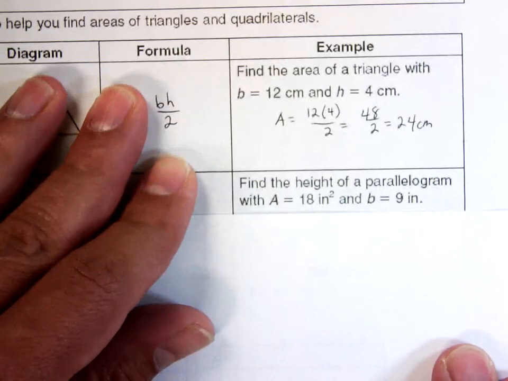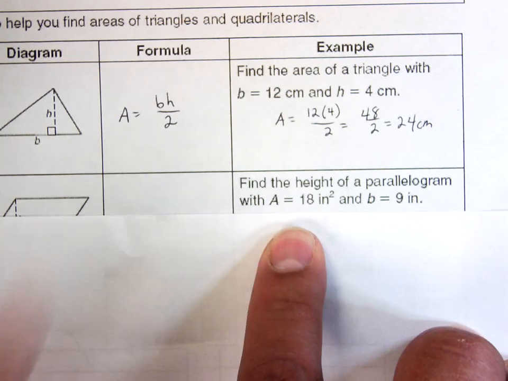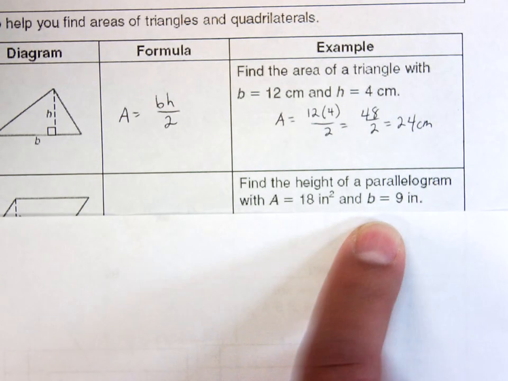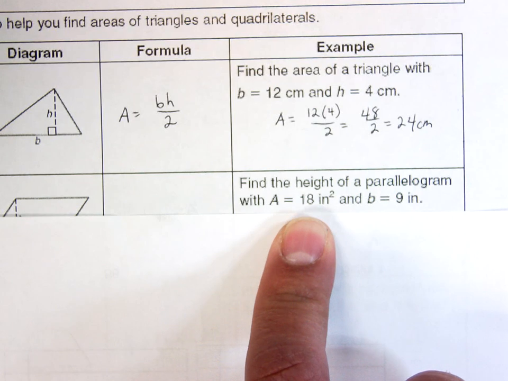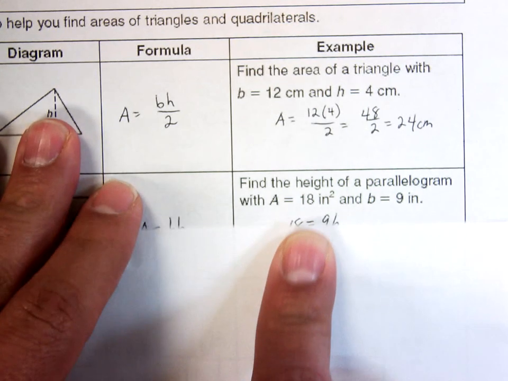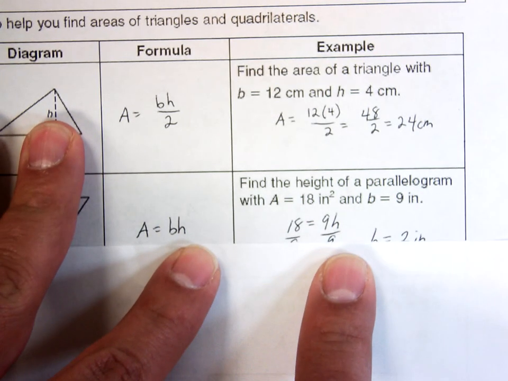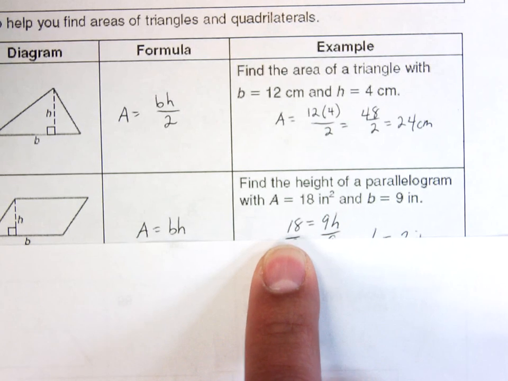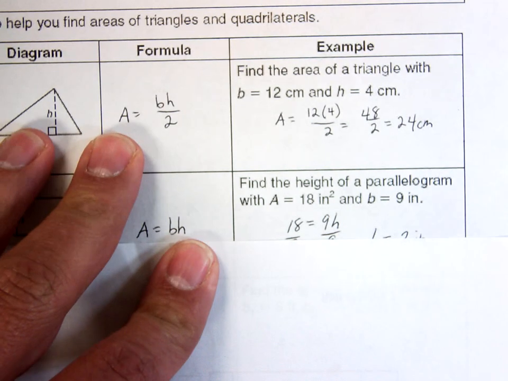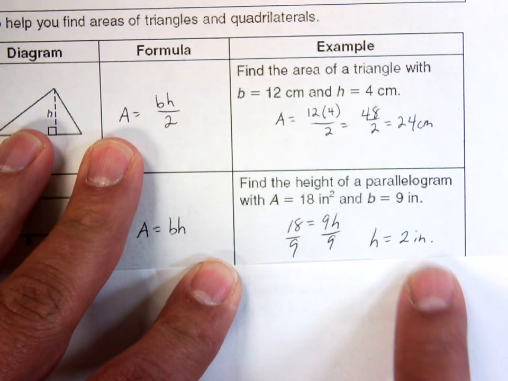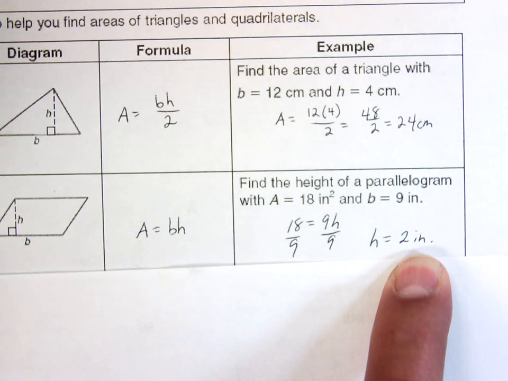Find the height of a parallelogram with A equal to 18 inches squared and b equal to 9 inches. Well, I already know the area, and in this one I'm looking for the height, so I'm just going to plug in what I know. So I've got area, which is my 18, equals 9 times the height. Divide both sides by 9, and you get that the height has to be equal to 2 inches.